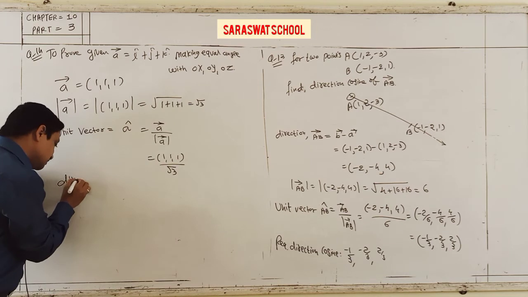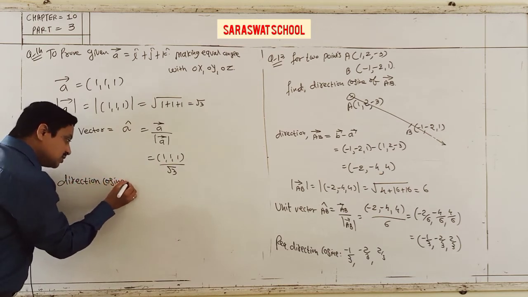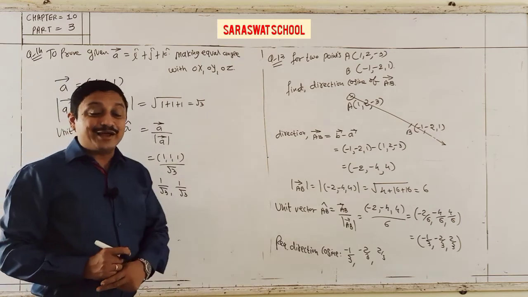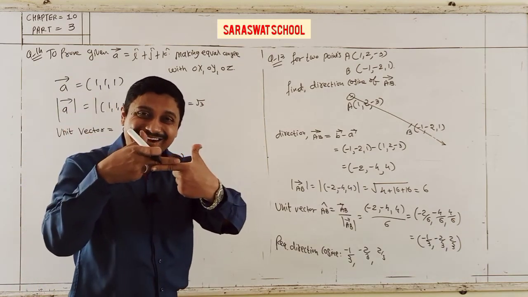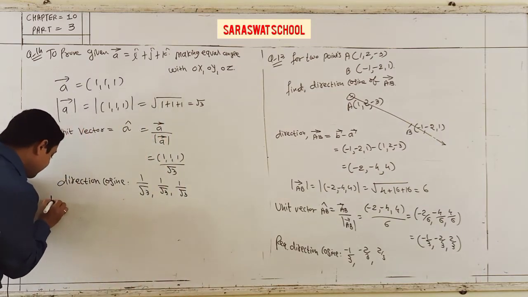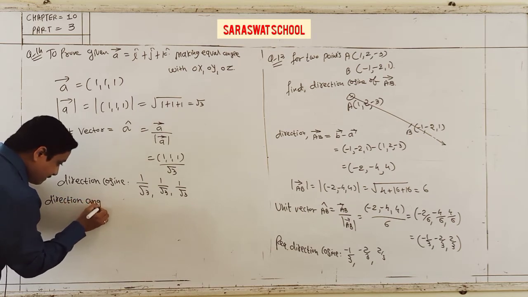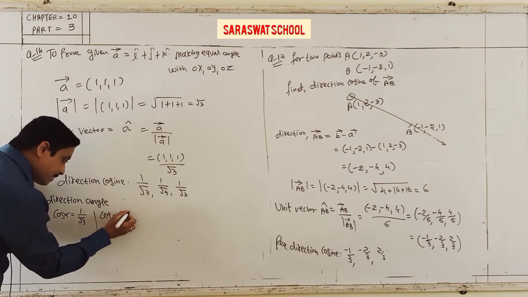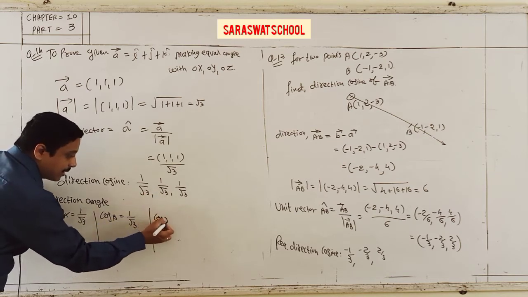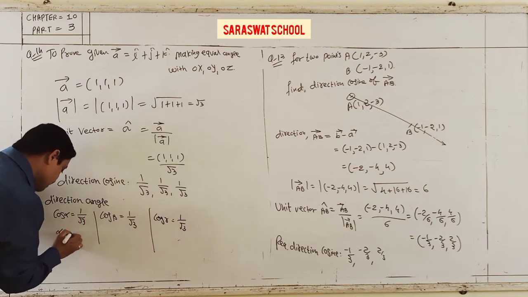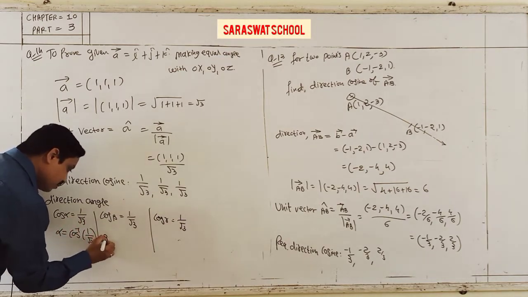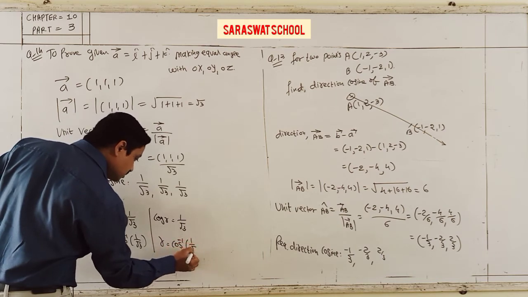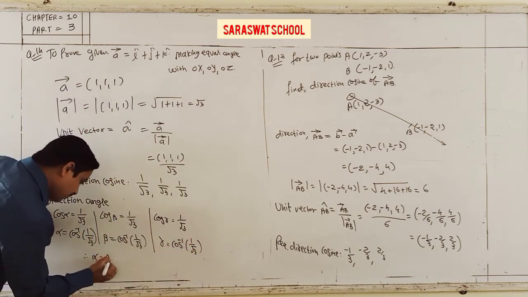It means students, your direction cosines are 1/√3, 1/√3, 1/√3. Now I want the direction angles, then they are equally inclined with all three axes. So cos alpha is 1/√3, cos beta is 1/√3, and cos gamma is 1/√3. So alpha is cos inverse 1/√3, beta is cos inverse 1/√3, and gamma is cos inverse 1/√3. Check here, all are equal: alpha, beta, gamma.